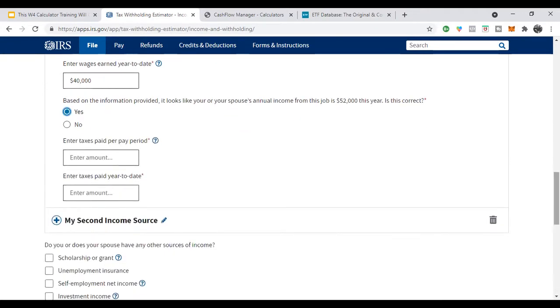Enter taxes paid per pay period. So taxes paid per pay period is $131. Per pay period is $131. That's what I put. Enter taxes paid year to date is $2,500.